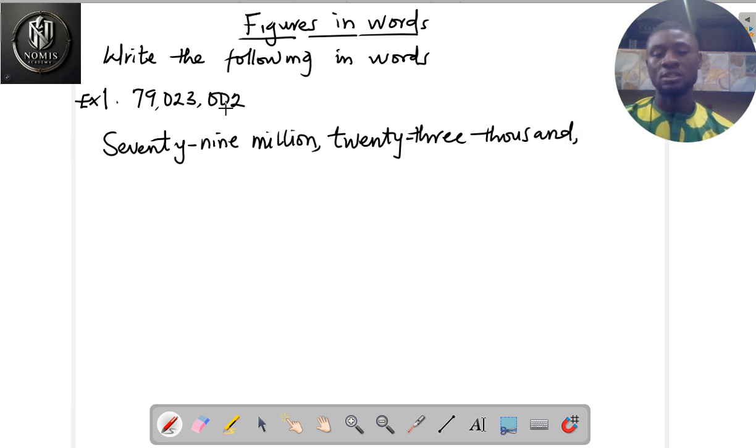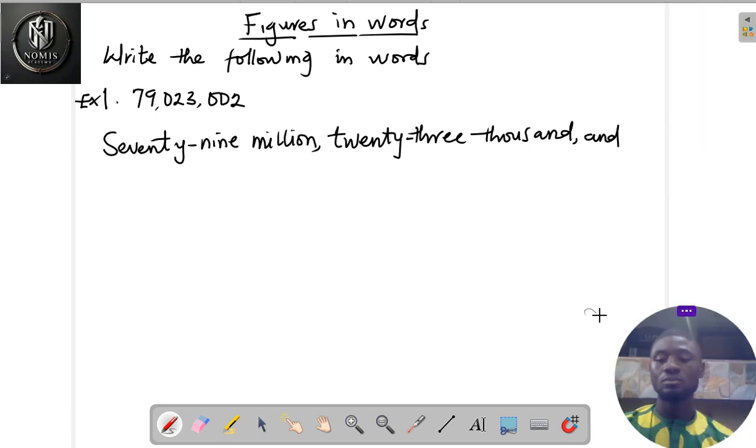This is 0, 0. We can't say 0 and 2. No, this is just "and 2". So this is 79,023,002. So I just wrote this figure in words.